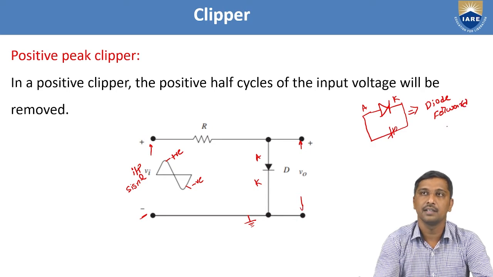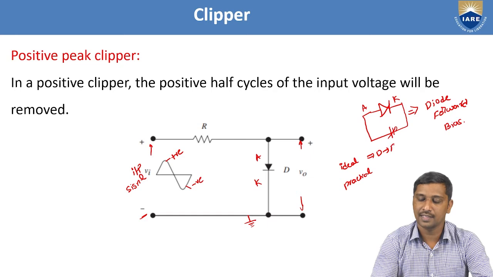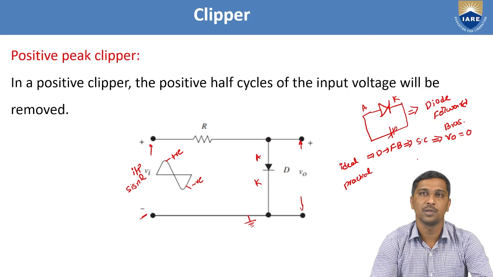We can say that the diode becomes forward biased. If it is forward biased, there are two types of properties, ideal and practical. When the diode acts under forward bias under the ideal condition, it is replaced with a short circuit, and at this point the output voltage is zero.